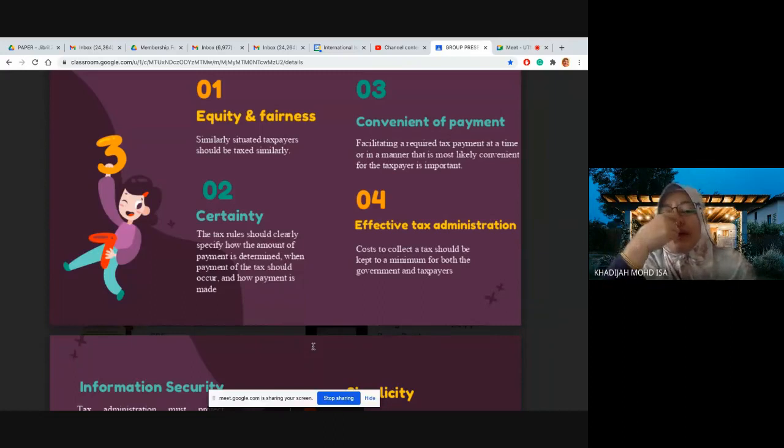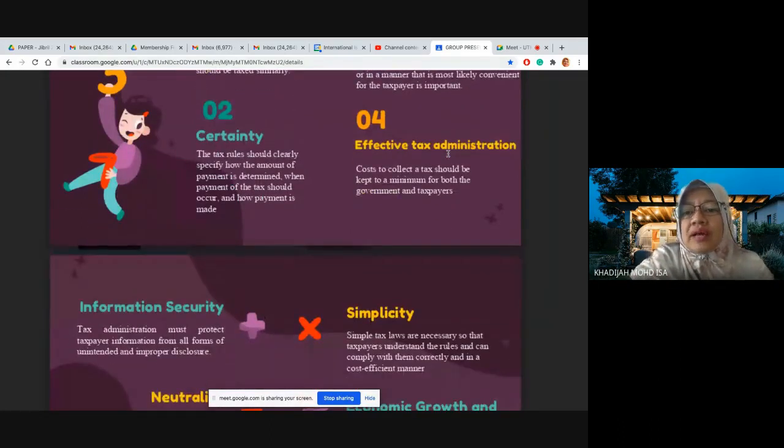So you kena faham lah. I'm not sure, you have to refer balik ke slide ke presentation. Diorang, apa maksud equity? What is equity and fairness? Convenience of payment tu nampak lah kan, senang nak bayar. Certainty, you know how much is it. Effective tax admin means that cost of collecting should be lower than the cost of the revenue generated.